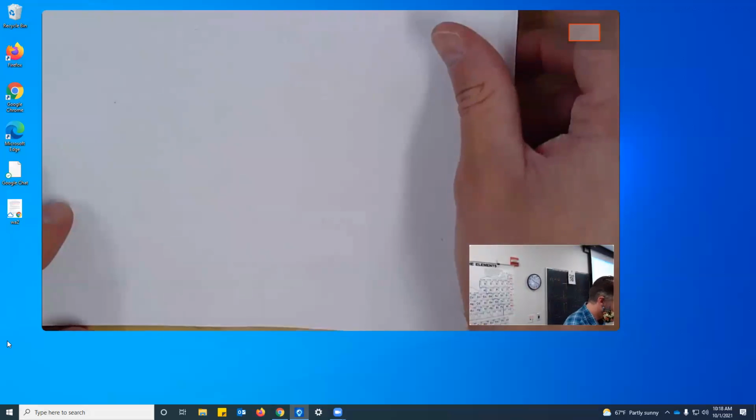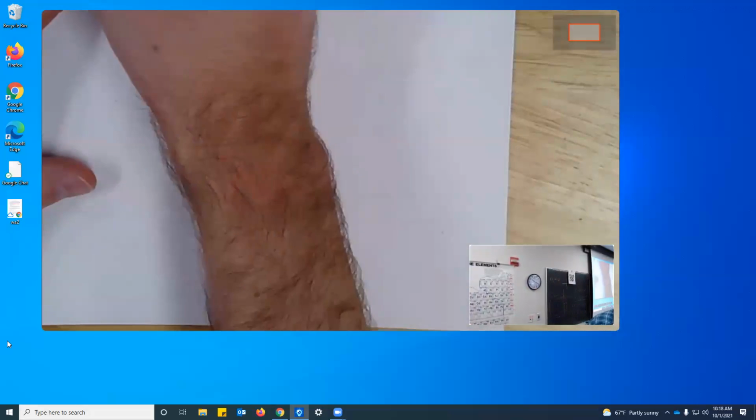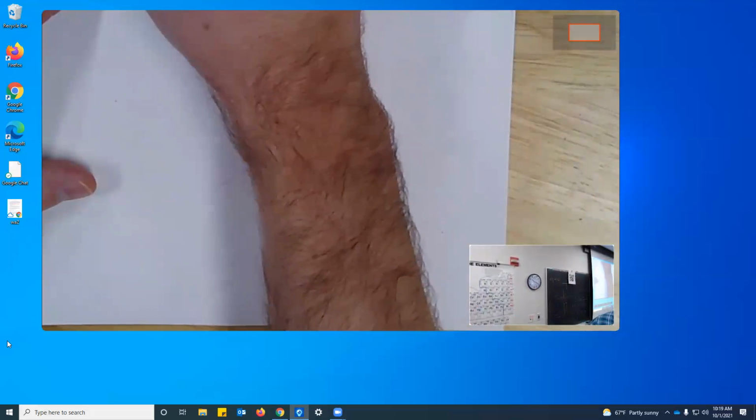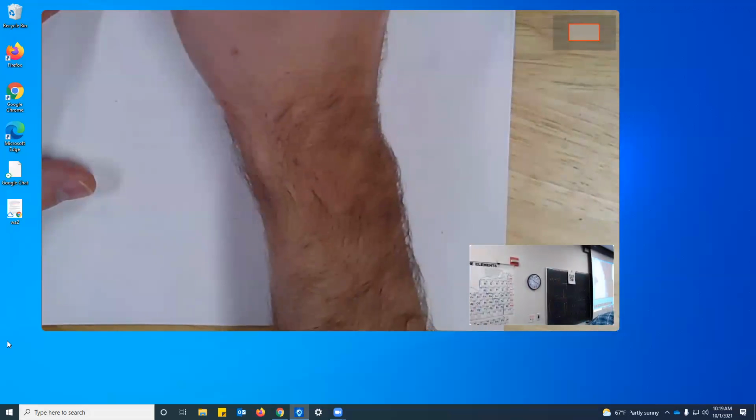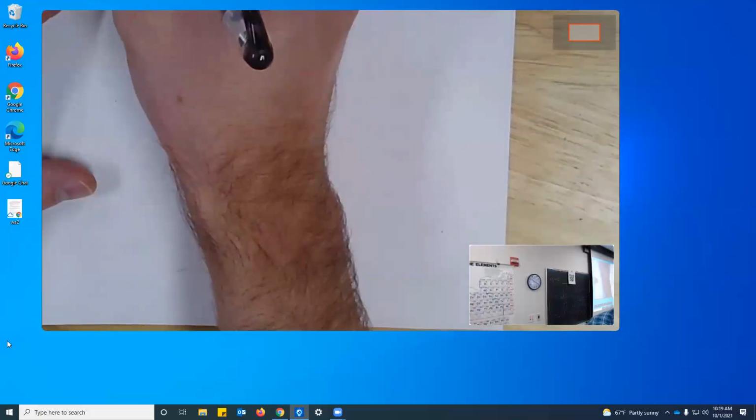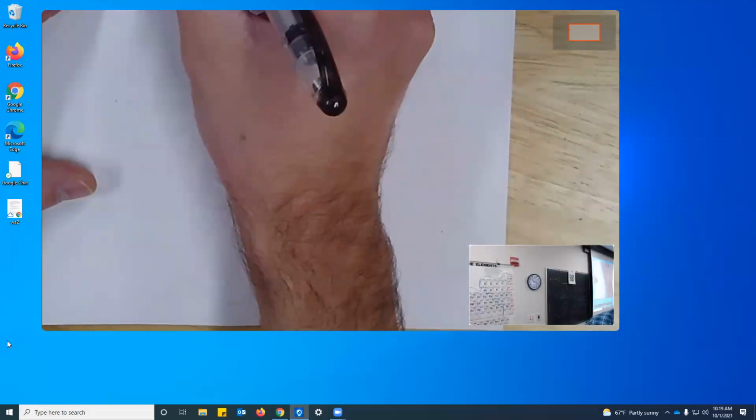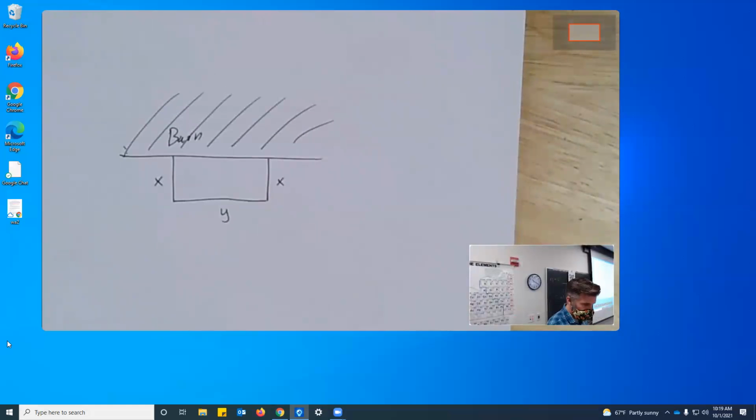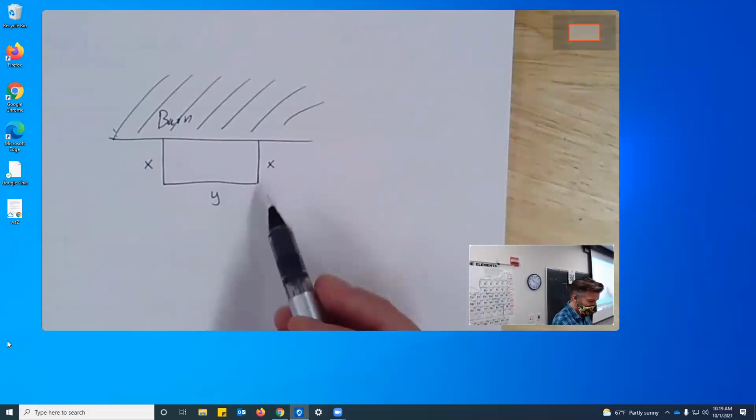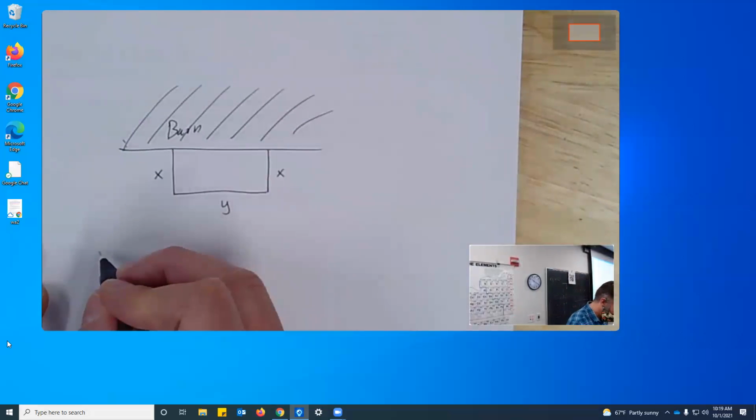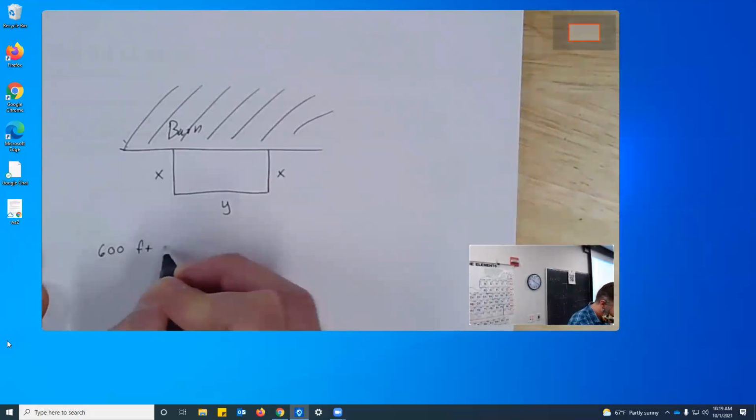If you're doing a whole barn situation, if this is the barn, here's my fence I'm going to build. This side length is X, this side length is X, this side length is Y. Sorry, if that's our barn and this is our fence, then let's say, just trying to make up some numbers here, we have 600 feet of fence.